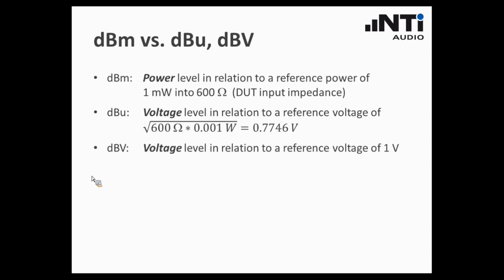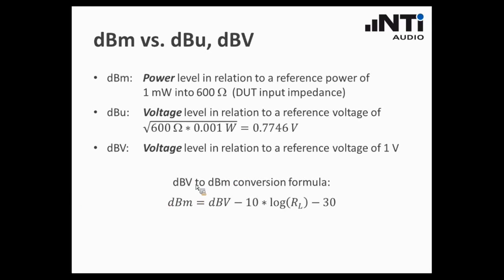Then there is a third unit, the dBV. That is a little bit simpler in definition. It is again a voltage level in relation to a reference voltage of 1 volt. If you want to know the dBm value of a generated level or of a measured level, you can do that by taking the dBV value and converting it into dBm using this formula. You take the dBV value, you subtract 10 times the logarithm of the actual load impedance, and you subtract another 30, and that gives you the dBm result.